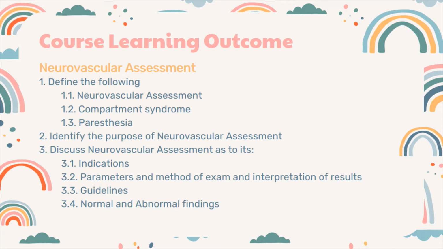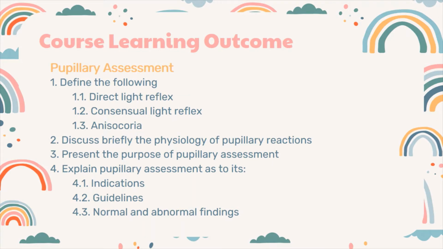Here are the course learning outcomes for neurovascular assessment. CLO number 1: define the following: neurovascular assessment, compartment syndrome, and paresthesia. For CLO number 2, identify the purpose of neurovascular assessment, and CLO number 3, discuss neurovascular assessment as to its indications, parameters and method of exam and interpretation of results, guidelines, normal and abnormal findings.